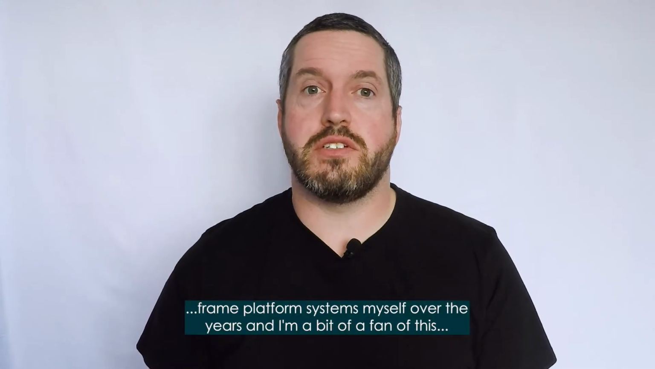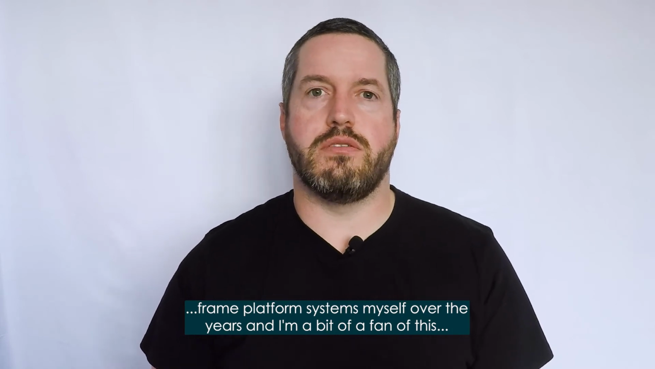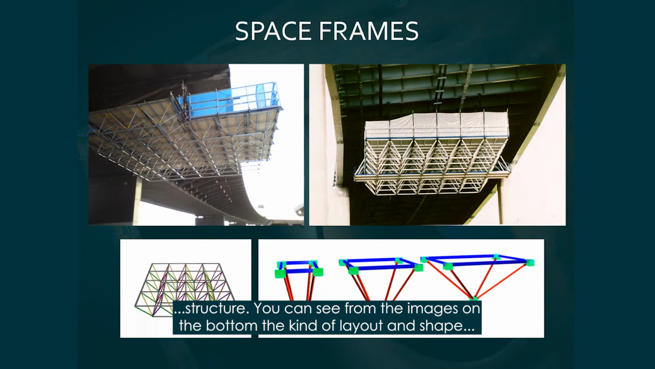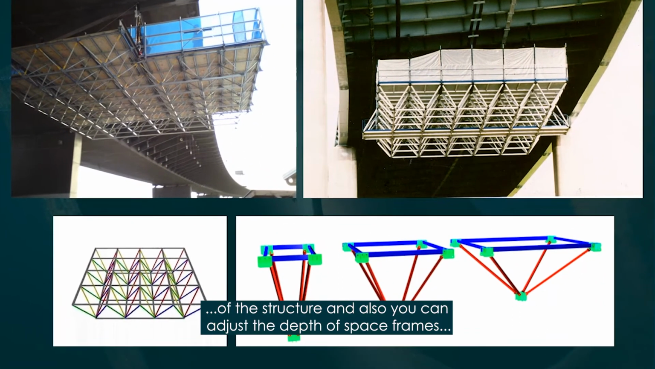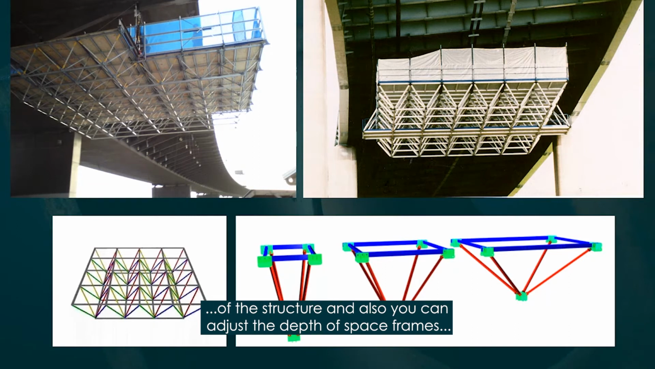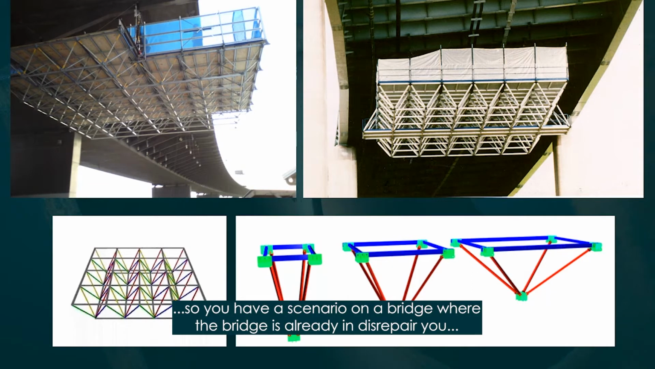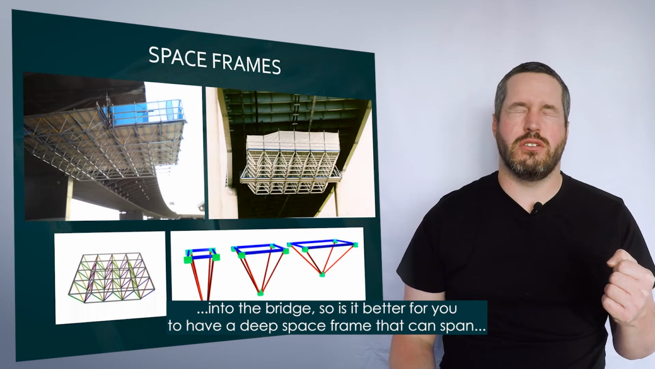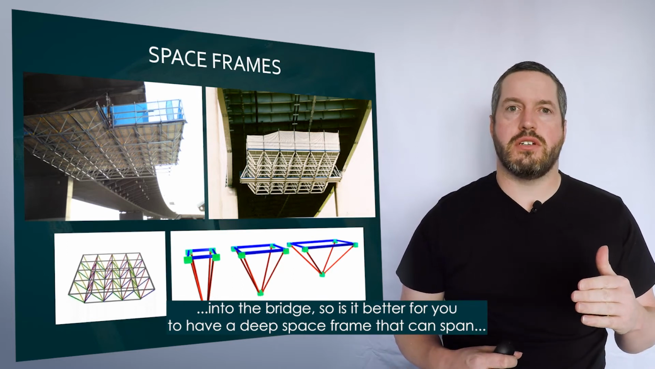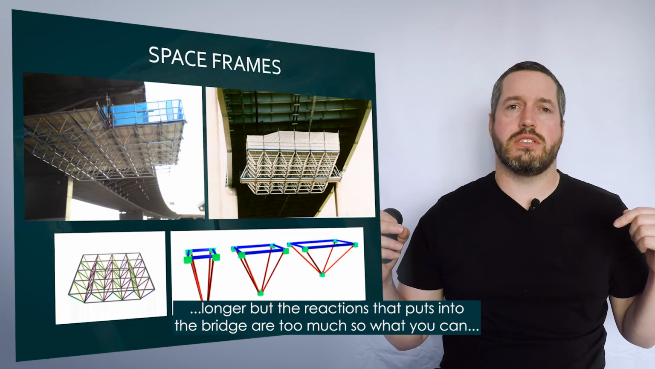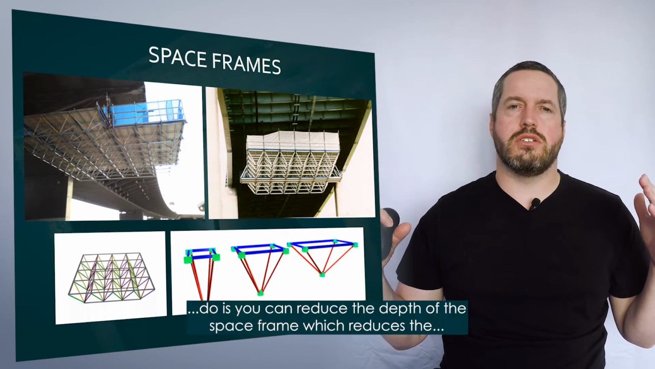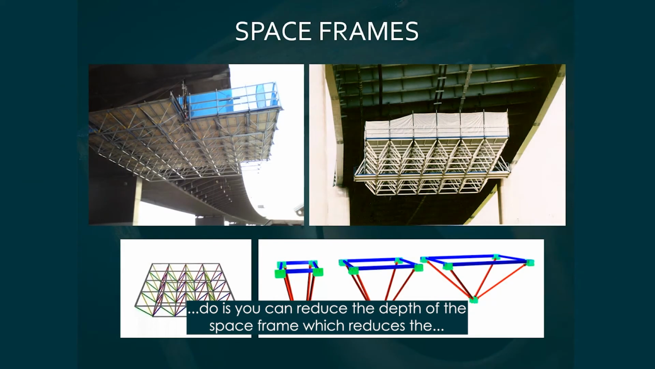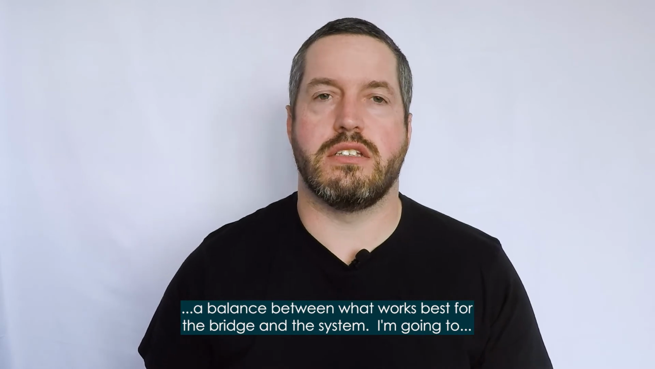I've worked on a lot of space frame platform systems myself over the years, and I'm a bit of a fan of this structure. You can see from the images on the bottom the kind of layout and shape of the structure, and also you can adjust the depth of space frames. So you have a scenario on a bridge where the bridge is already in disrepair. You may be restricted to the amount of load that you can put through your cables into the bridge. So is it better for you to have a deep space frame that can span longer, but the reactions that puts into the bridge are too much? So what you can do is you can reduce the depth of the space frame, which reduces the self weight, and then you can put load into your bridge at closer spaces, and it's a balance between what works best for the bridge and the system.